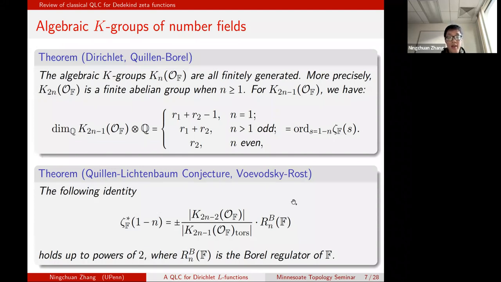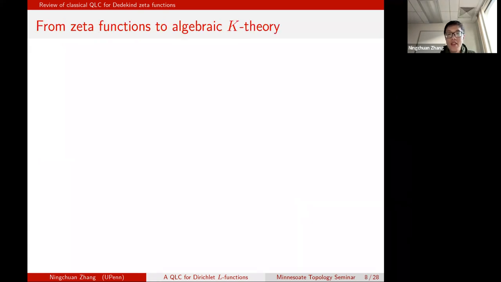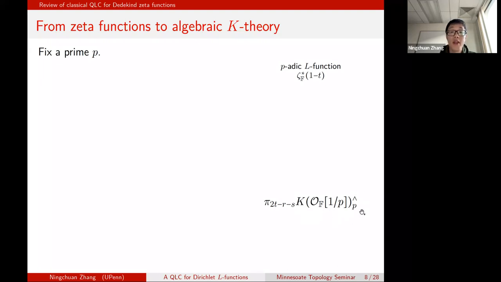So let me give you a rough sketch of how on earth we can connect zeta functions to algebraic K groups. Here's the diagram. Fix a prime p. We want to connect something called the p-adic L-function, which is sort of a p-adic version of the L-function, to certain algebraic K groups. And here I have to do some modification. I need to invert p in the ring of integers of the number field, and I want to capture the p-adic information, so I complete the algebraic K group. And how are those two objects related to each other?